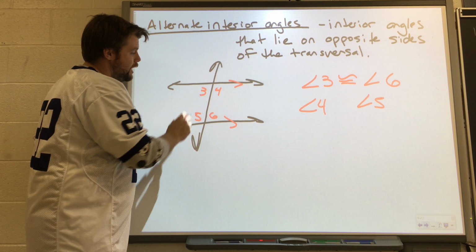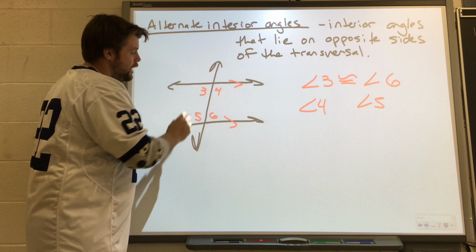Okay, alternate exterior angles. It's sort of the same concept, but now we're talking about exterior angles. So we have two parallel lines, again, cut by a transversal. Now we're only talking about exterior angles, so I'll label those 1 and 2, here would be 3, 4, 5, and 6, 7, and 8. So alternate exterior angles are exterior angles that lie on opposite sides of the transversal.